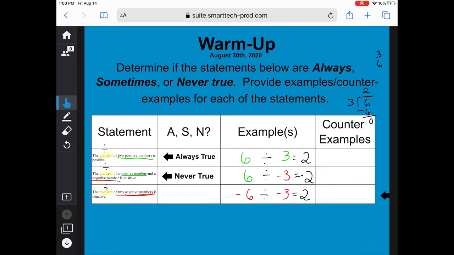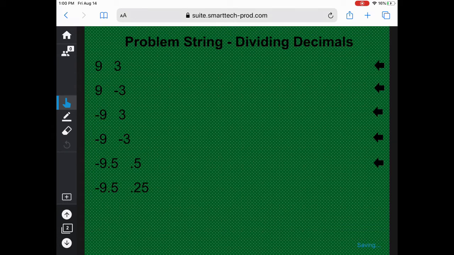Let's read the statement. The quotient of two negatives is negative. No, that is not true. We just proved it is actually positive. So this is never true.